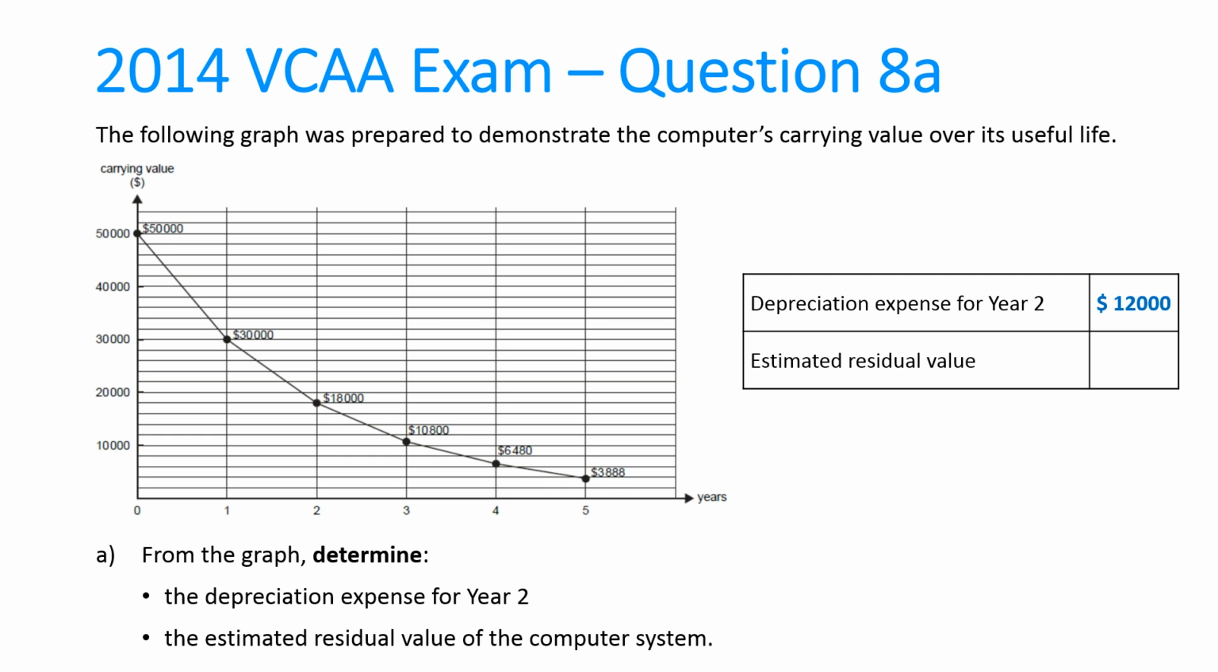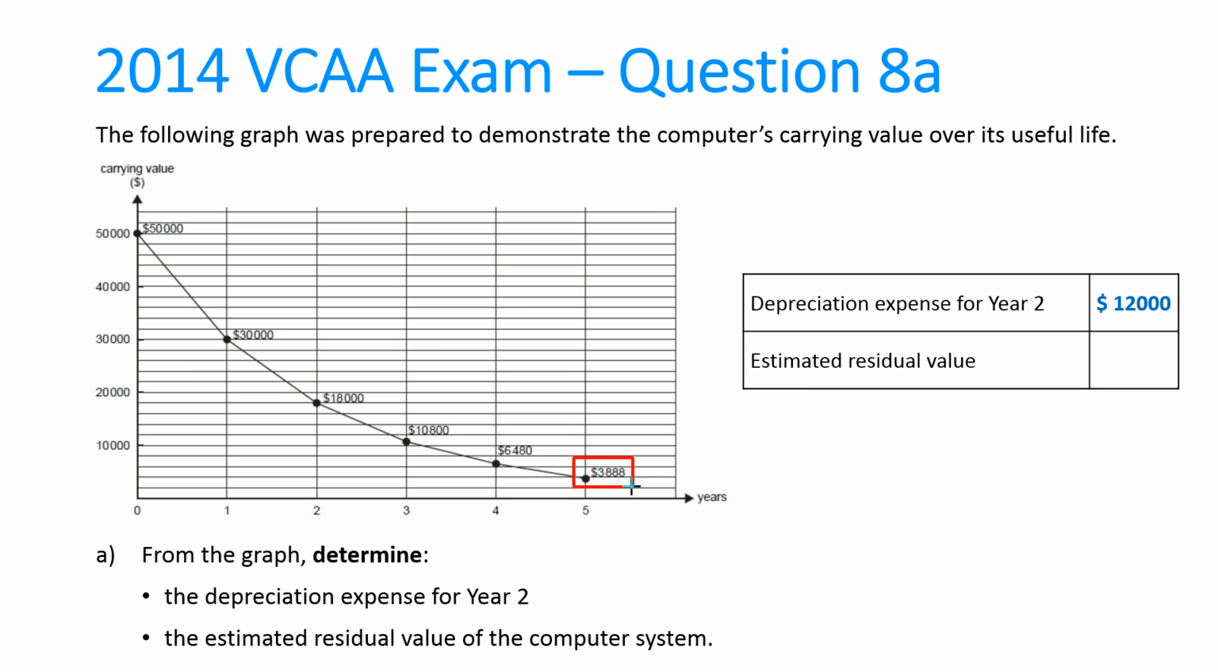The second part you were asked to answer was, what was the estimated residual value of the computer system? I think a lot of students probably thought this was more difficult than it was. This was actually given to you. If you understand the concept of depreciation, you understand that here's the carrying value, and each year it's obviously going to be used a certain amount. We call that depreciation, and then at the end of that year the bit that's unused is its carrying value. So this computer had a useful life of 5 years. Well, at the end of that period its carrying value was 3,888.